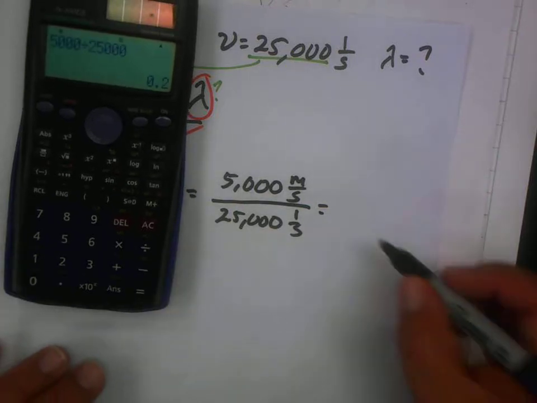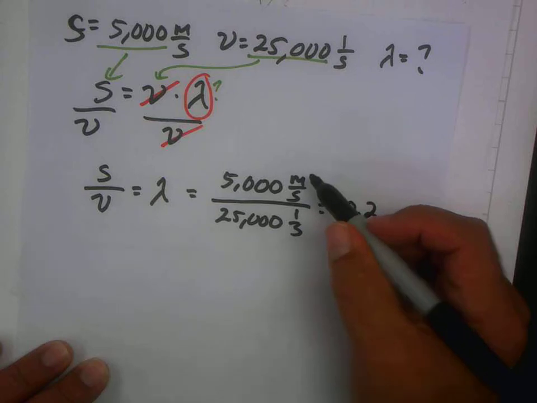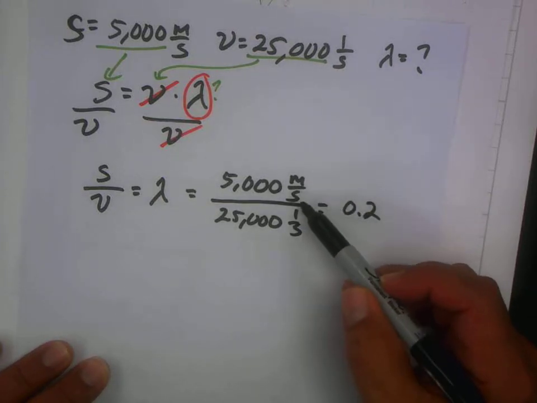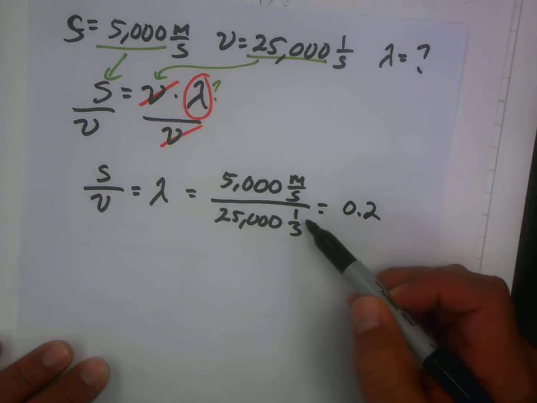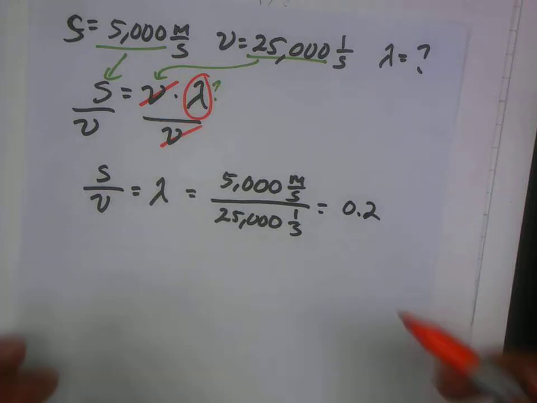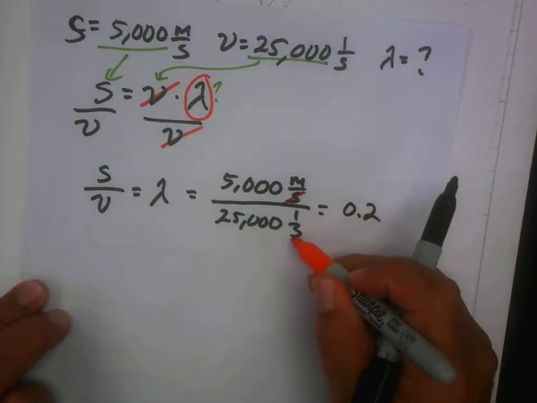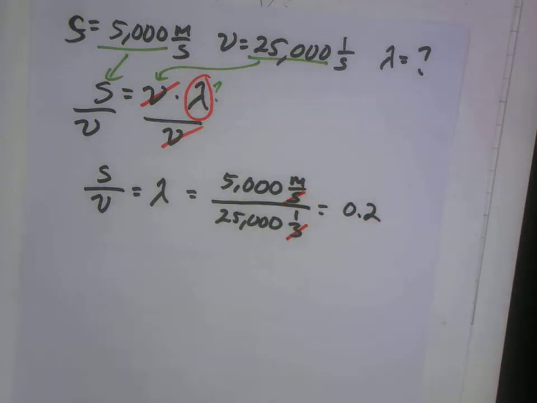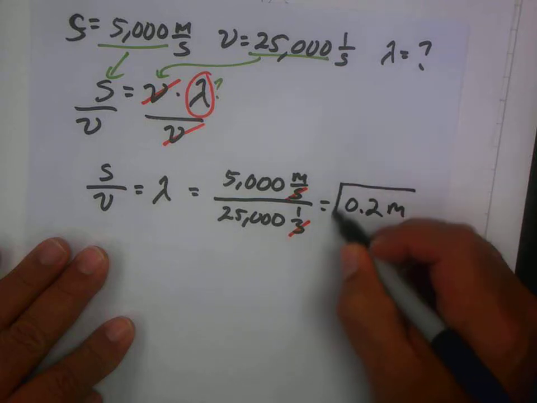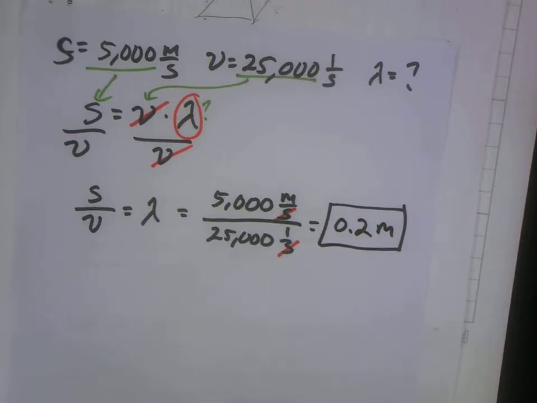So 0.2, and you'll notice that the units are going to be meters, because the units of the numerator are meters per second and the units of the denominator are per second. So we cancel out the seconds in the numerator and the seconds in the denominator. Those get canceled, and we're just left with meters. So 0.2 meters, there's your answer. And that's how you do a problem like this.